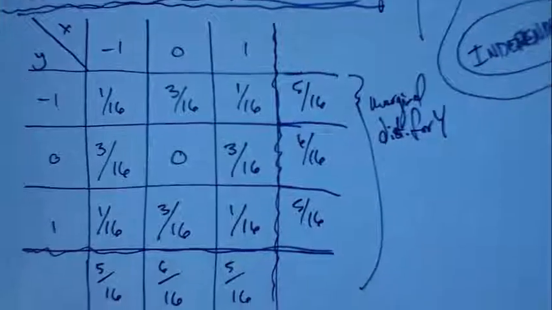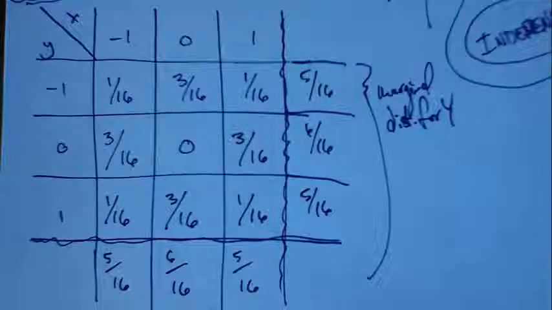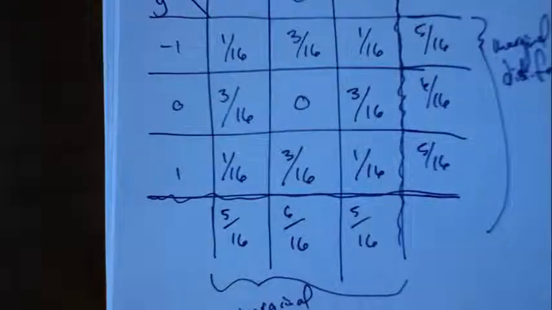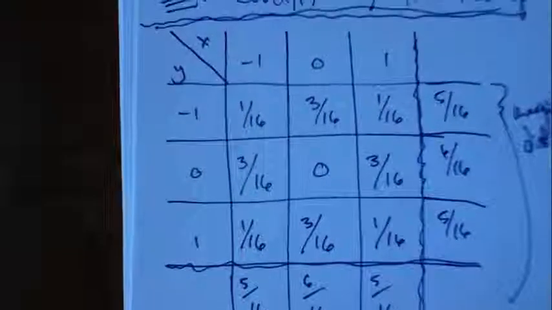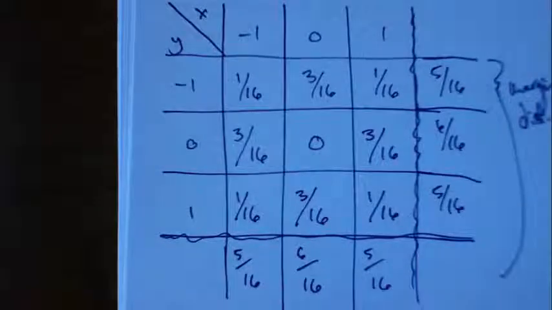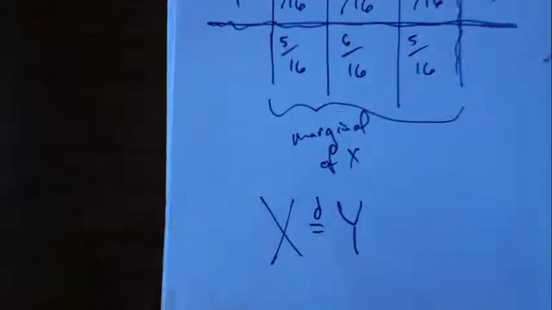In fact, it turns out you can tell that X and Y have the same distribution, don't they? You could say that X is equal in distribution to Y. They have the same marginal distribution functions.